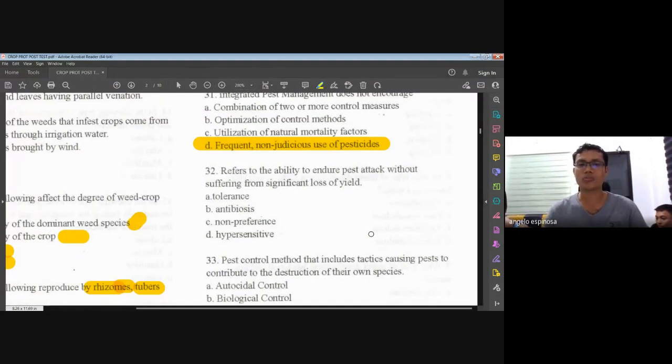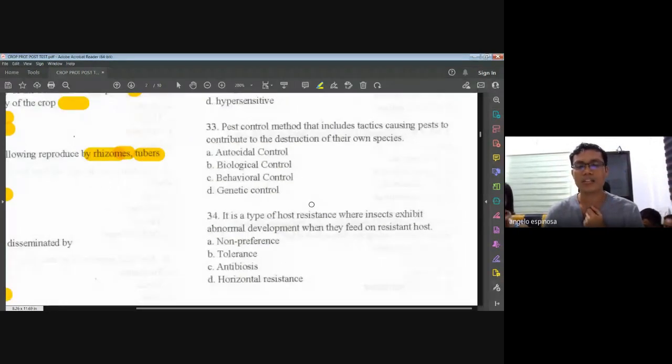And then we have number 32, refers to the ability to endure pest attack without suffering from significant loss of yield. The correct answer for number 32 is tolerance. No? That is tolerance. Ability to endure pest attack without suffering. Kaya hindi siya nagsasuffer. Meron din tayong ability to endure disease, no? Attack by diseases or pathogens, but it will not die, no? That is immunity.